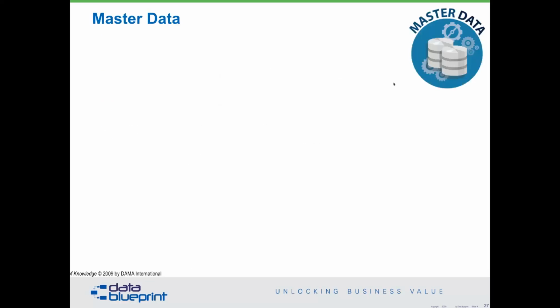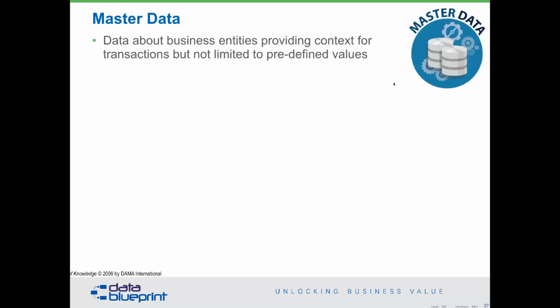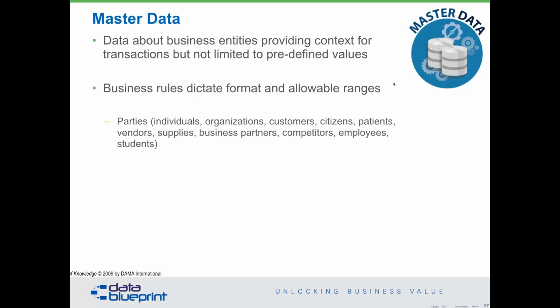Now let's do master data. Data about business entities providing the context for transactions, but it's not limited in this case to predefined values. So the difference between reference and master data is that in reference data, we say what are the allowable values. In master data, we do not. These allow business rules to dictate format and allowable changes. For example, we probably are not going to send out checks for 1 penny or $0. We may have parties, and you can see there are lots and lots of different ways of representing parties, locations, to provide the context for these transactions.